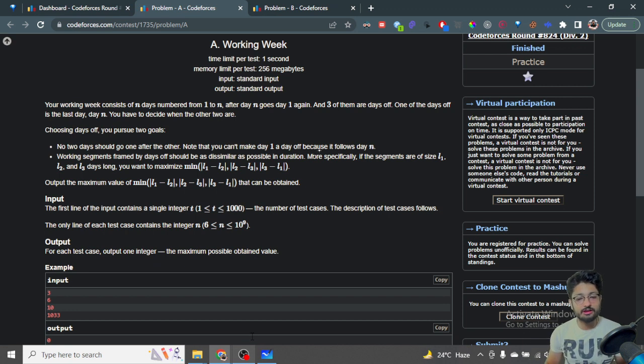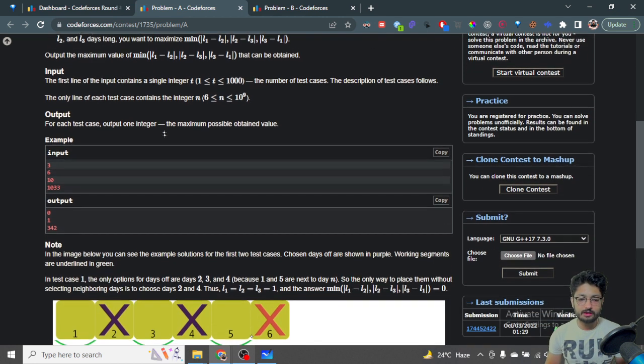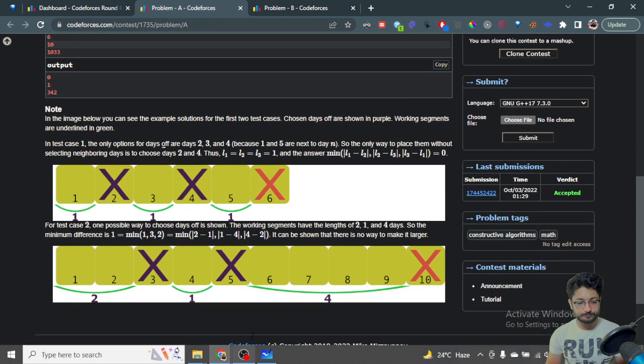So for that, what you actually want is, more specifically, if the segments of size L1, L2 and L3 are days long, then you want to maximize the minimum value of the differences: L1 minus L2, L2 minus L3 and L3 minus L1. You just have to find the maximum value of the minimum of all of that. If you still don't understand, let us take this example.